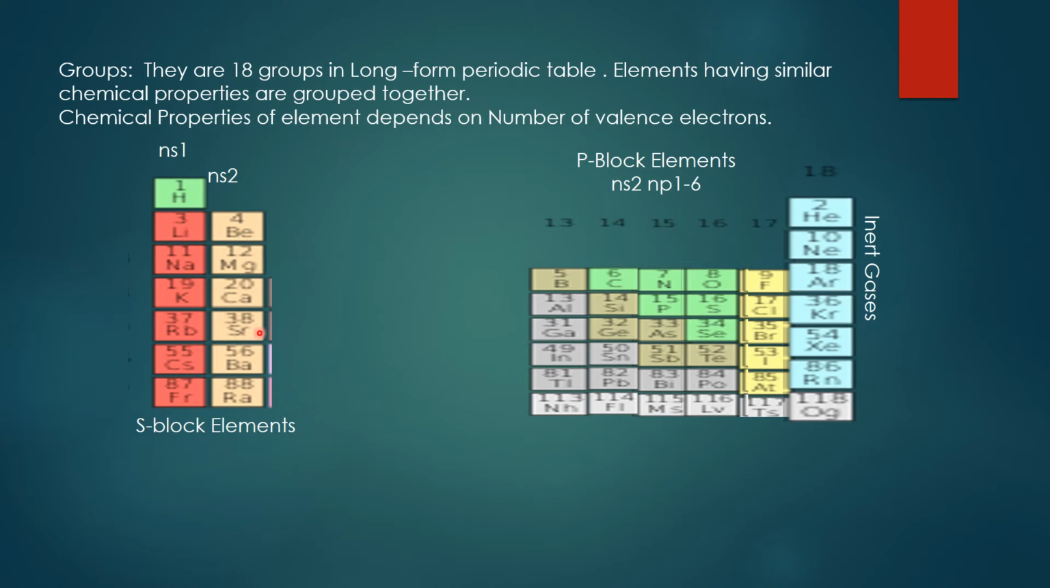Are you clear? In the same manner, next one: in your syllabus there is no third group, fourth group, fifth group and so on. Up to 12 they are not in your syllabus, so directly you can jump to the 13th group. This is also known as the 3A group. Then the 4A group, 5A group, 6A group, 7A group, and this is group number 18. Are you clear about that one?